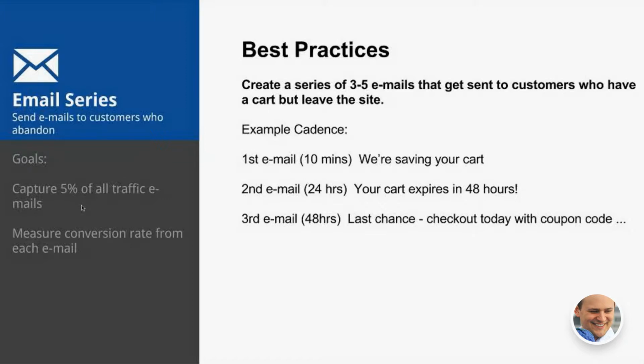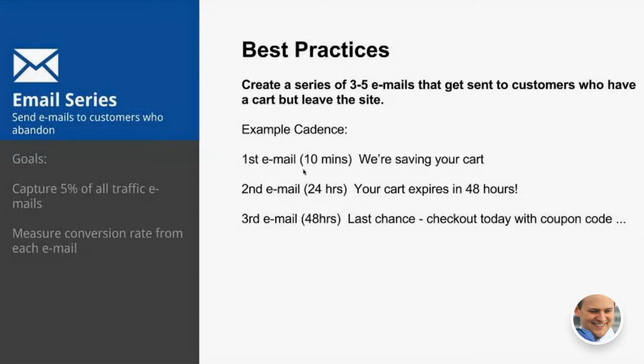So what we usually recommend for people is, if you're not capturing around 5% of all of the customers' emails that come to your site, so for example, if 100 people come to your site and you're not getting at least 5 emails, then there's probably some improvements you can make there. And then once you have their actual email, here's an example cadence that you can set up.